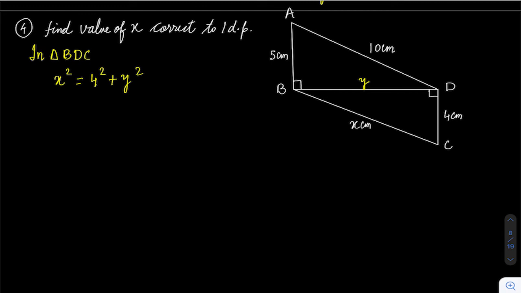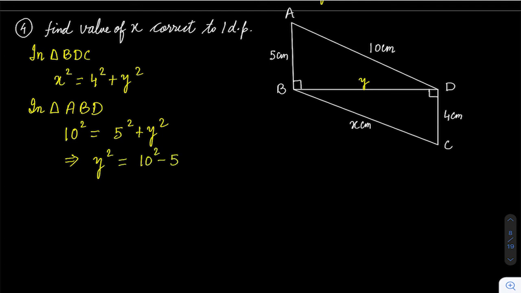Correct? So now let's think about the other triangle. In triangle ABD, what's going on? ABD is again a right angle triangle. So let's use Pythagoras theorem. So I will get 10 square equals 5 square plus y square. So from this, I can directly get my y square value. So y square is coming out to be nothing but 10 square minus 5 square, which is 75. So from this you can calculate y also, but we don't need y, we need x.